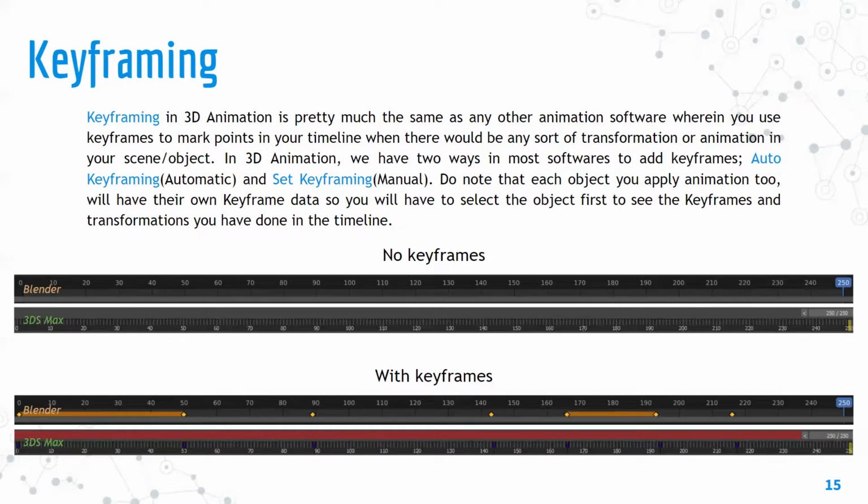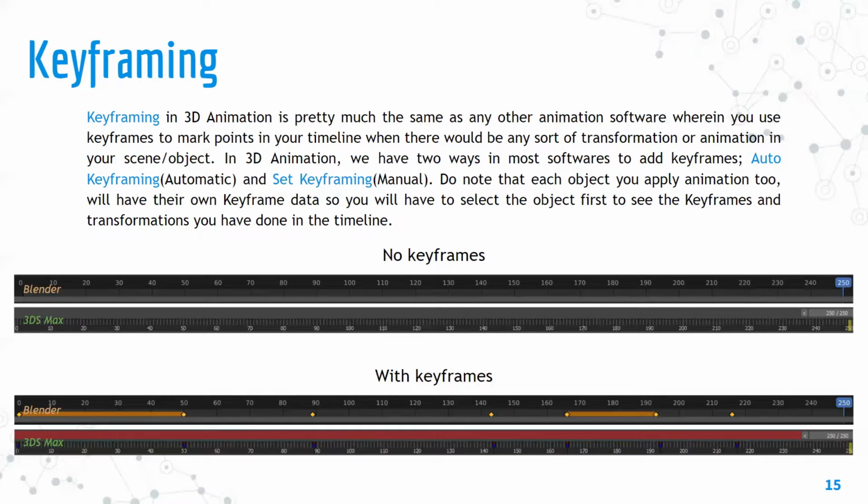Now next is set keyframing. This is the traditional keyframing we know from 2D animation. You make one change to your object, and then click the set keyframe button or use the set keyframe hotkey, and it will add the keyframe for you. Okay?